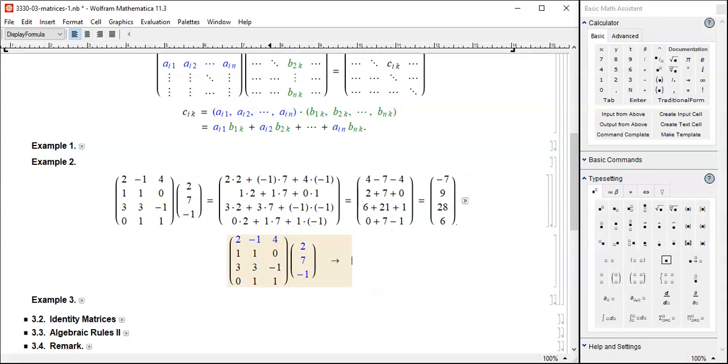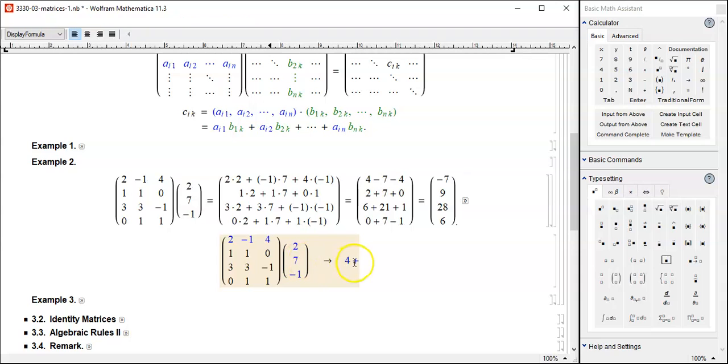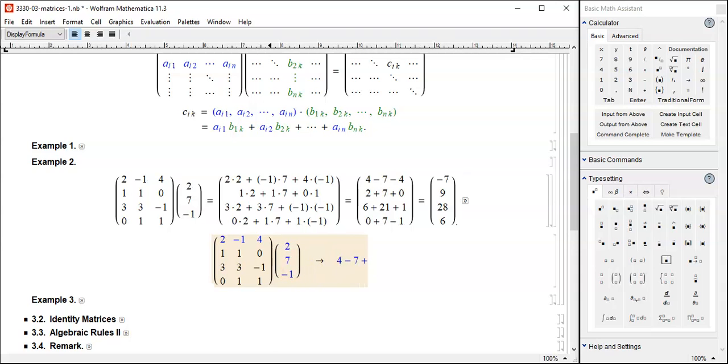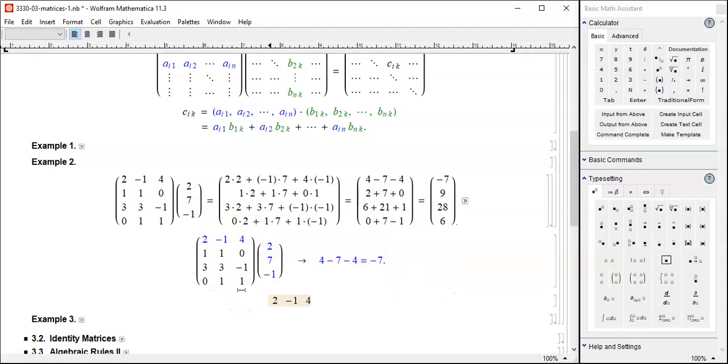Okay. First row times first column. What do you get? 2 times 2, that's 4. And then plus, oh, I'd like to have blue. Okay, negative 1 times 7, so this becomes minus 7. And then 4 times negative 1, so this is minus 4. And what do you get? Negative 7, right? 4 minus 4 cancel each other out, we get just negative 4.